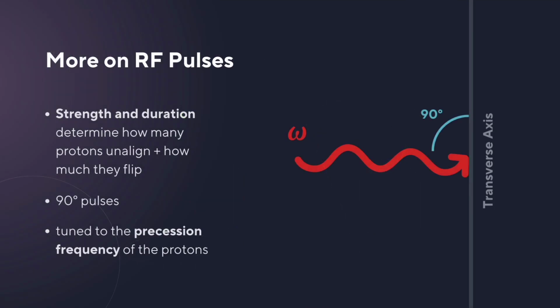So the strength and duration of these radio frequency pulses determine how much the protons become unaligned with the main magnetic field. What's called a 90-degree radio frequency pulse is what is needed to flip the protons into the transverse plane. Also, an RF pulse must be tuned to the precession frequency of the protons in order to alter their alignment. In other words, the RF pulse is in resonance with the precessional frequency of the protons.